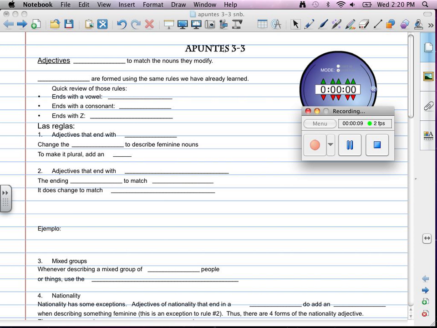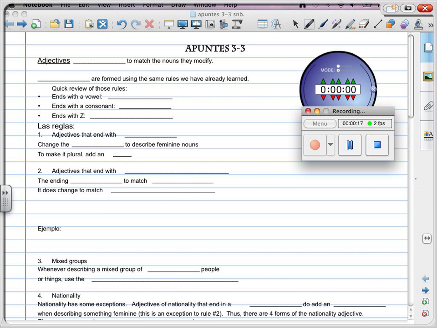Today we're going to be discussing adjectives and how to change the ending of adjectives to match nouns. All right, so we're going to start up at the top. How about a little blast from the past? Does anybody remember the masculine endings? If you do, write them at the top of your paper. For masculine, it was what?